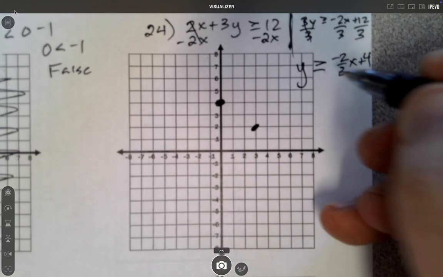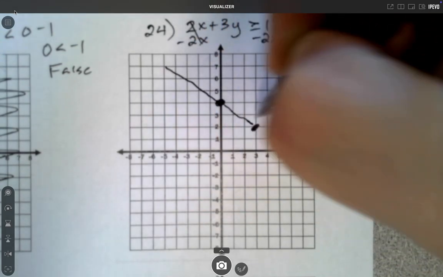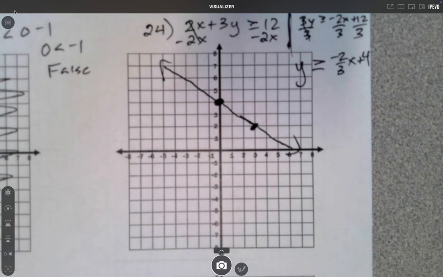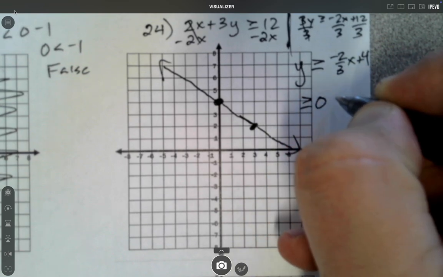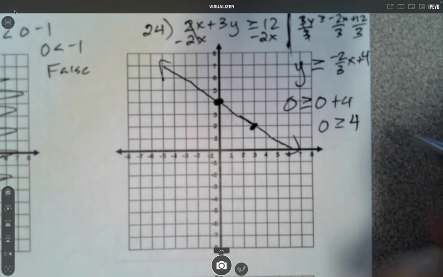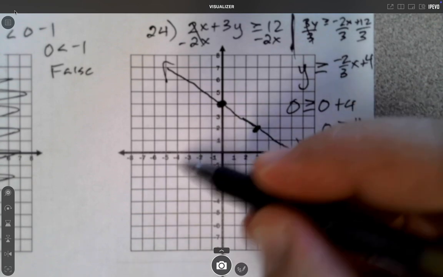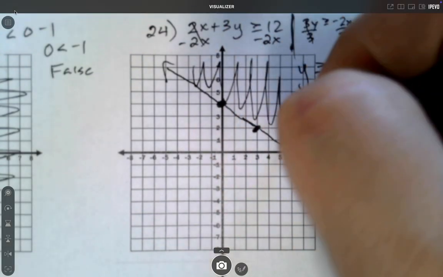Since this is greater than or equal to, I put a solid line through this one. And just like the others, I can use the origin 0, 0, plug in 0 for x, plug in 0 for y. I get 0 is greater than or equal to 4. As you know, 0 is not greater than 4, nor is it equal to it. So that means this entire side over here is false. Doesn't work. We have to shade what's above the line instead.